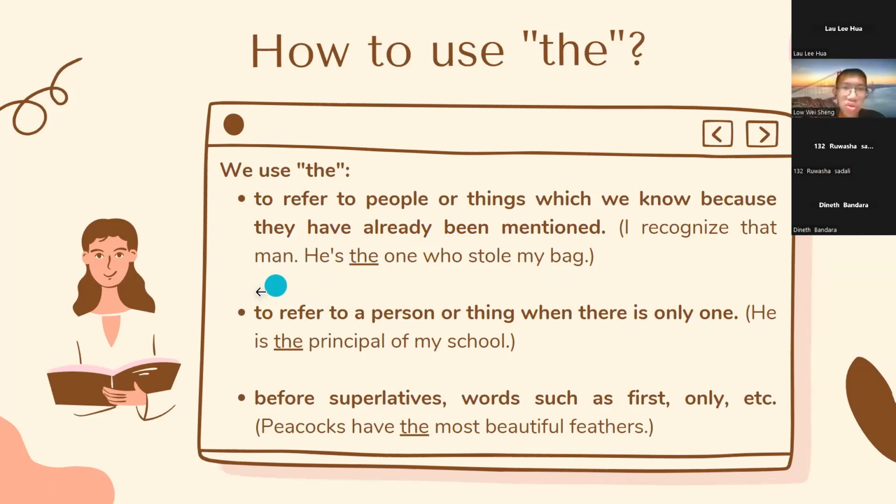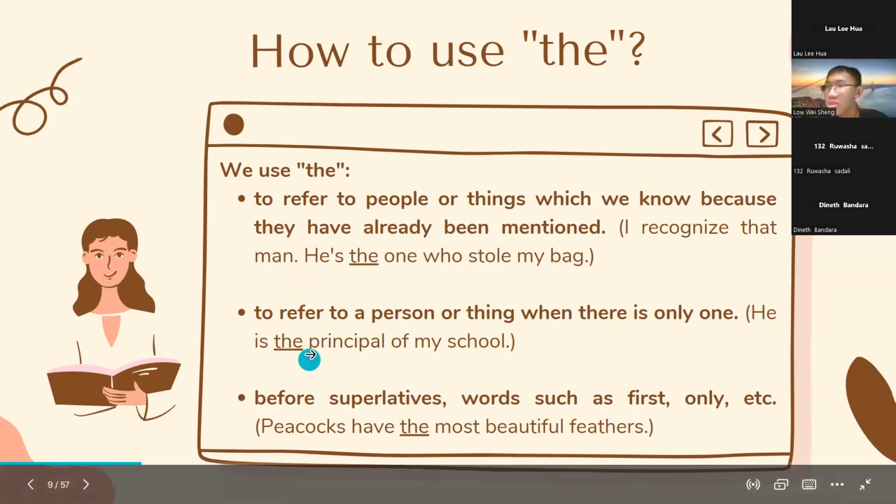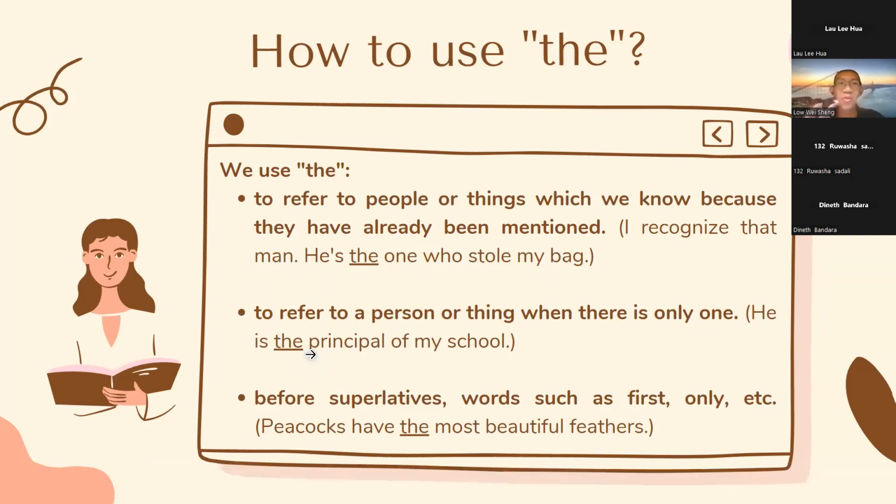Secondly, we can also use it to refer to a person or thing when there's only one. So for example, he is the principal of my school. You cannot have a school with 2 or 3 principals, right? There can only be one principal. And therefore, we can use the, since it's obvious which principal it is.